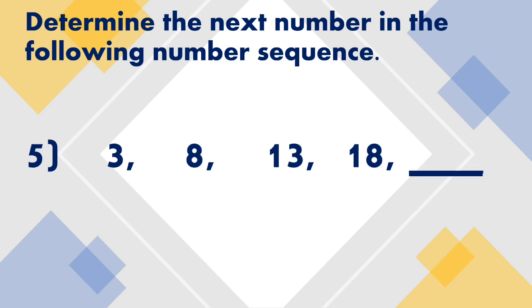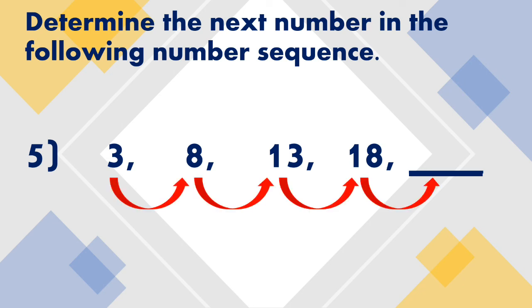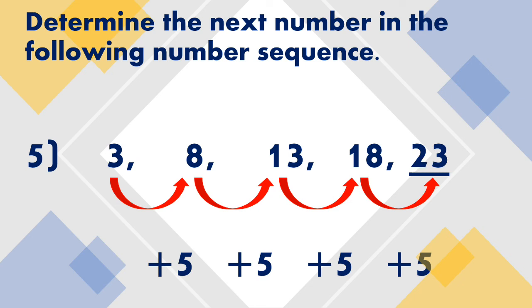Here is our last number sequence. 3, 8, 13, 18, blank. Are you ready? If you add 5 to the previous term, you will get the next term. So what will be the answer? Very good. The answer is 23.